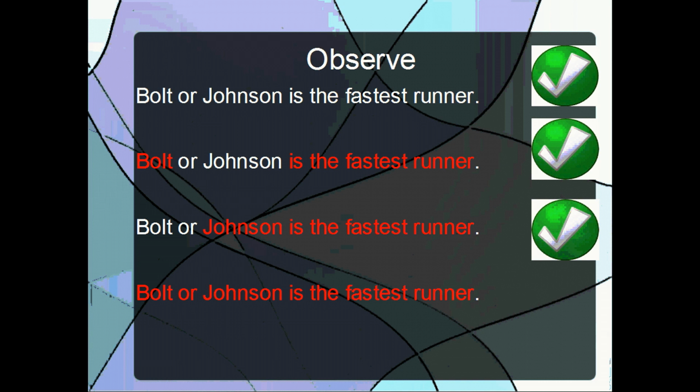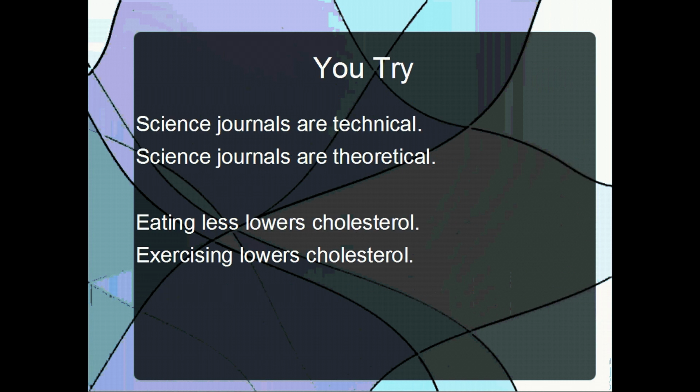In the last case, neither Bolt nor Johnson is the fastest runner. It's false that Bolt is, and it's false that Johnson is the fastest runner. In that case, since both of my disjuncts are false, this disjunctive proposition is false. Okay, now you're going to try some on your own.